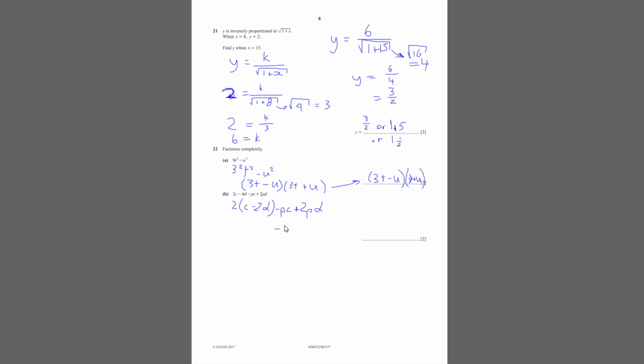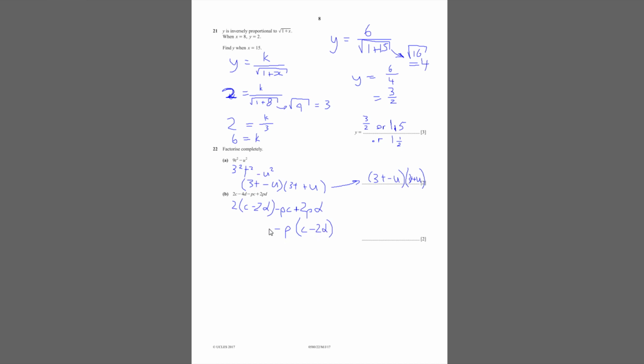So this here contains p as a common factor. So we're going to remove p and put that outside the bracket, which means we'll get c, positive c. And in order to get plus 2pd, it would have to be negative p times negative 2d, as a negative times a negative equals a positive.